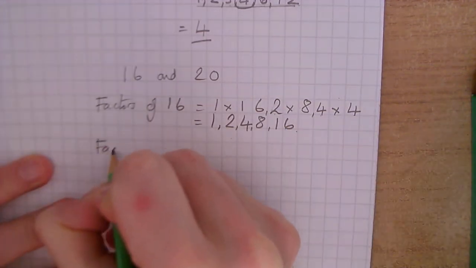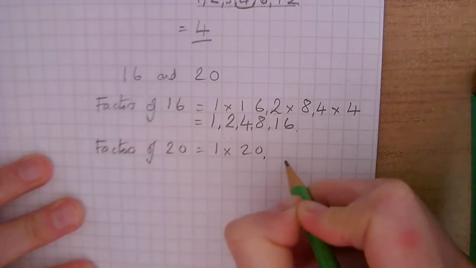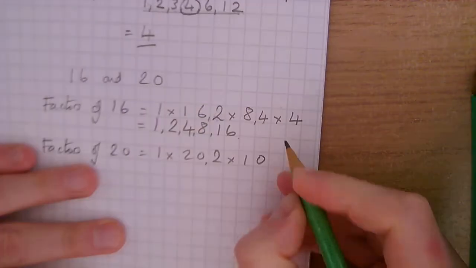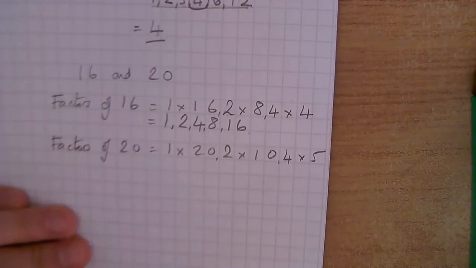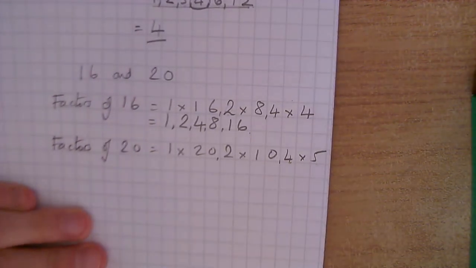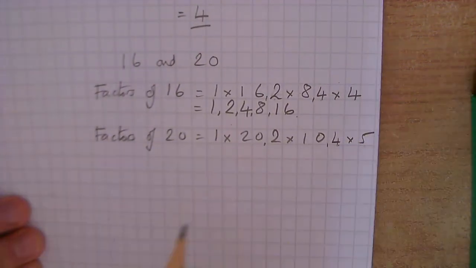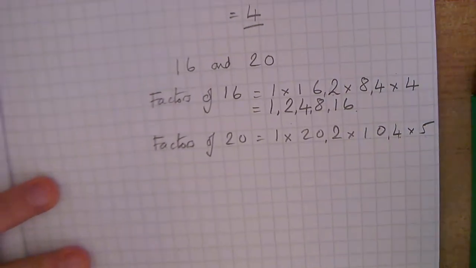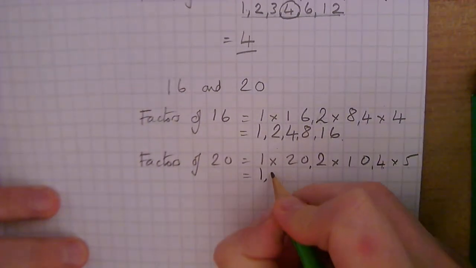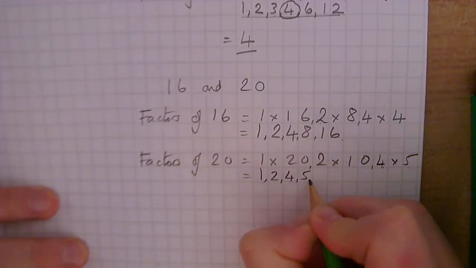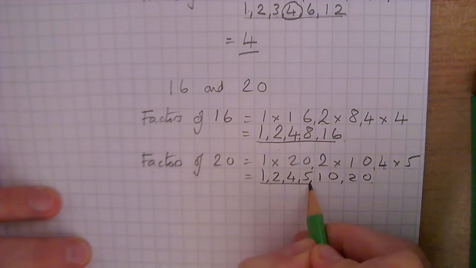Now I find my factors of 20. Three doesn't work, 4 does, 5 you've already done, and then 6 no, 7 no, 8 no, 9 no, and 10 we've already done. And once you get to half of the value of that number, there's no point carrying on. So there's my factors. I'm just going to write those out as well in order so they're easy to compare. So we have our factors of 16 and our factors of 20.